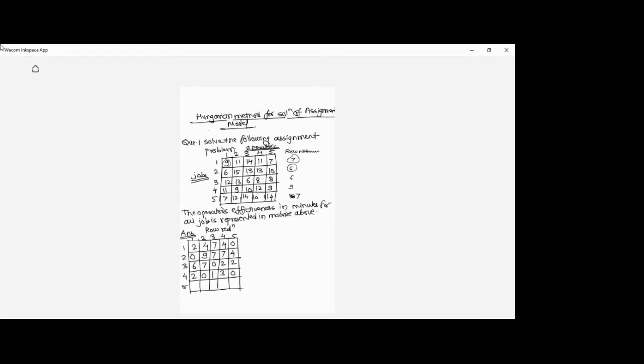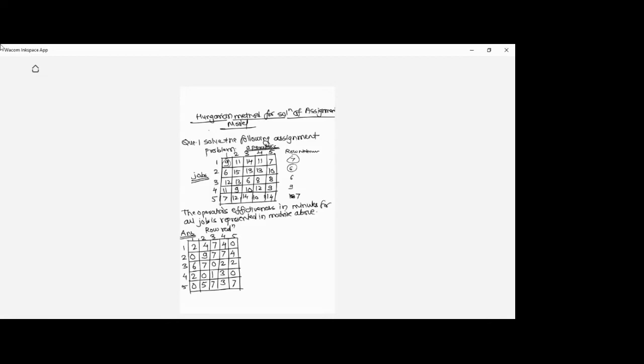Lastly, for row 5, the row minima value is 7. So 7 minus 7 is 0, 12 minus 7 is 5, 14 minus 7 is 7, 10 minus 7 is 3, 14 minus 7 is 7. So this is the row reduction that we have done.